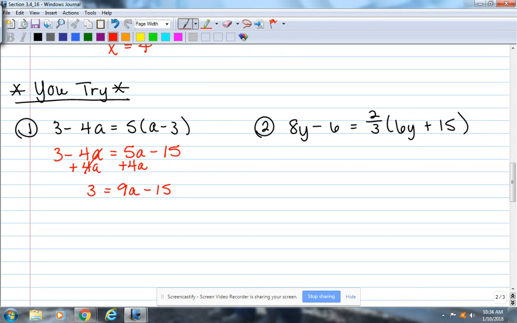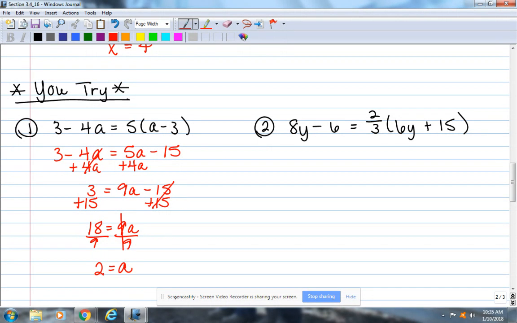Yeah, if you didn't do it right, fix it. Now what do we need to do to get a by itself? Add 15 to both sides. And what is 3 plus 15? Equals 9a. Divide by 9. And a, it looks like a q. And a equals what? Raise your hand if you got 2 for number 1. Are there any questions about it? Does everybody understand why it's 2?